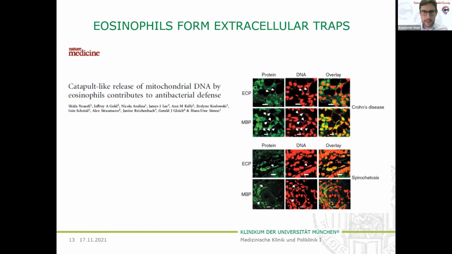One factor here might be eosinophil extracellular traps. It has been described for neutrophils that they form extracellular traps, expelling the DNA, which is decorated with granule proteins. And this process has also been described for eosinophils, but in other settings than thrombosis, mainly in inflammatory diseases.